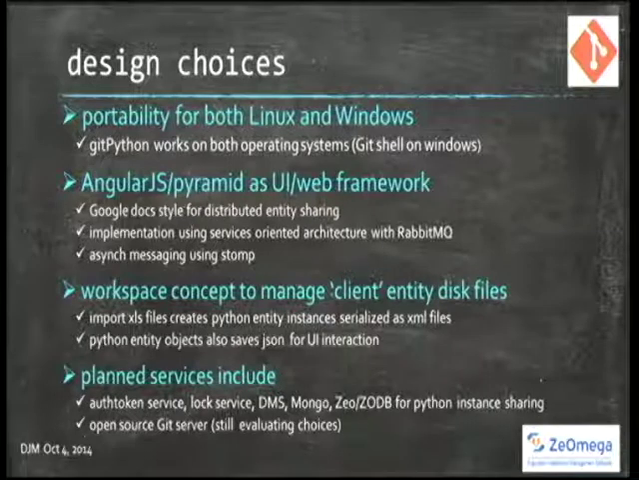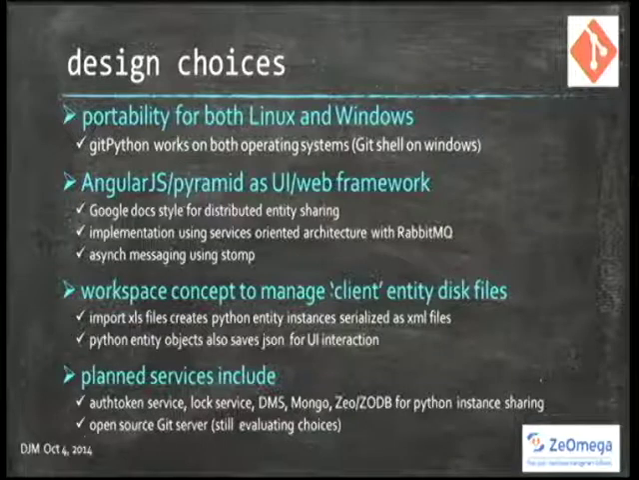We're using AngularJS and Pyramid as our UI and web framework, and we're going to do this Google Docs style for distributed entity sharing. We'll use service-oriented architectures with RabbitMQ for queuing, and async messaging as well, where we've chosen Stomp as our async messaging framework.